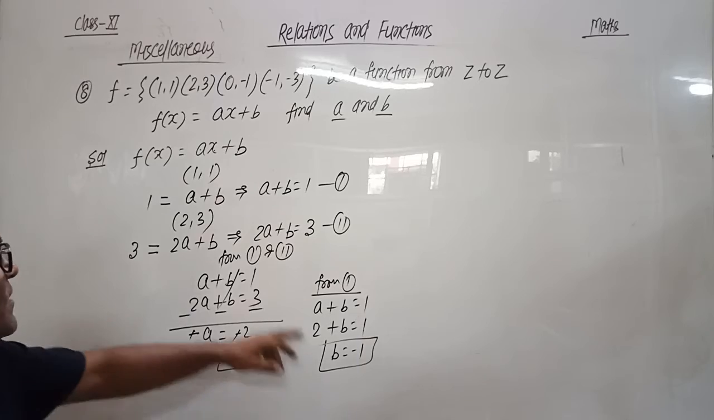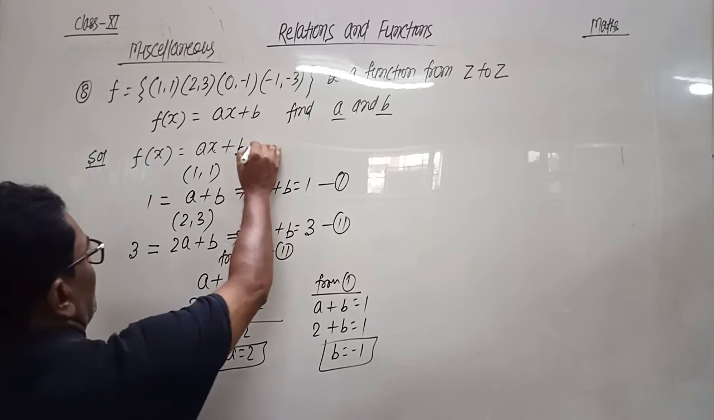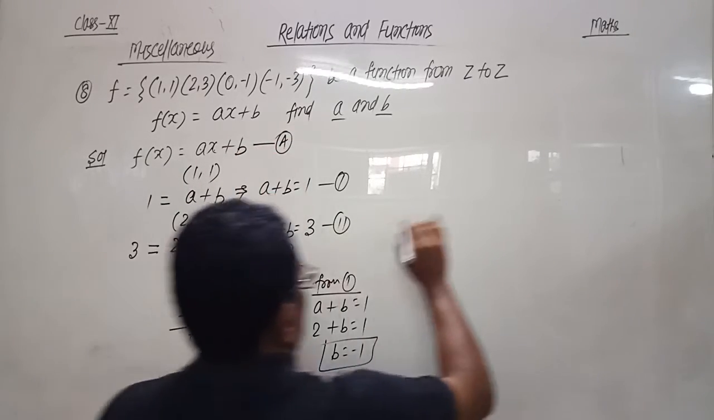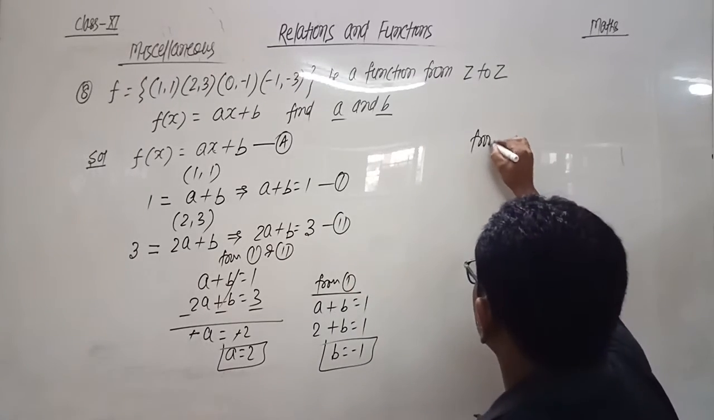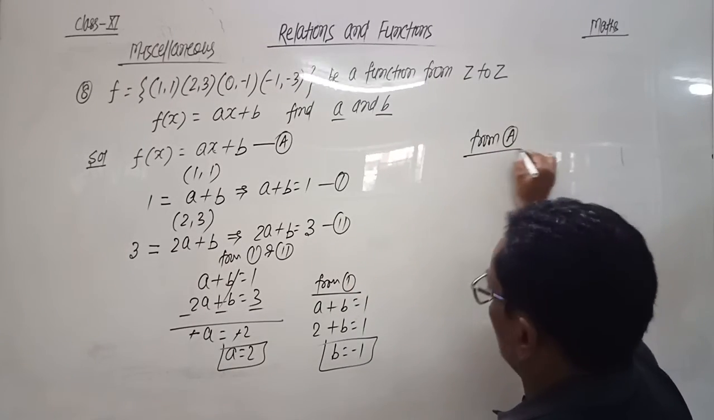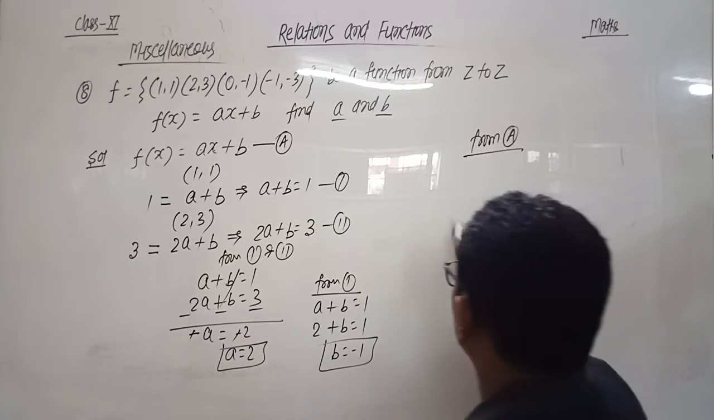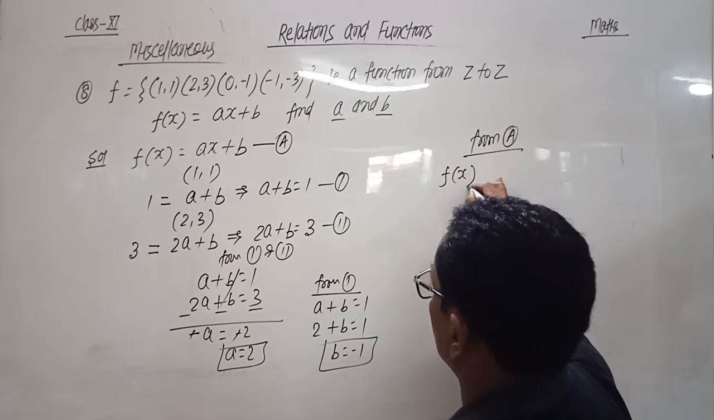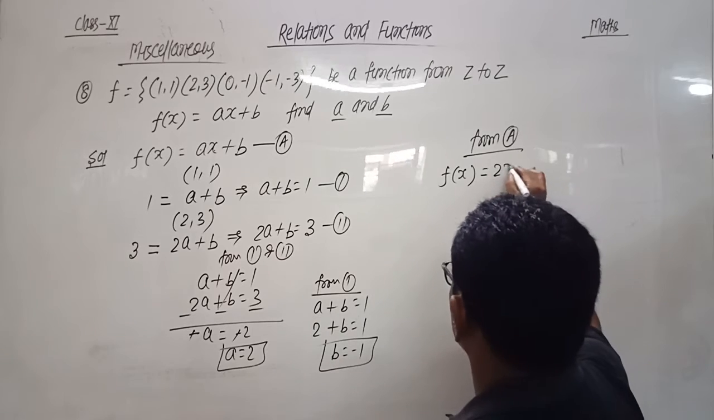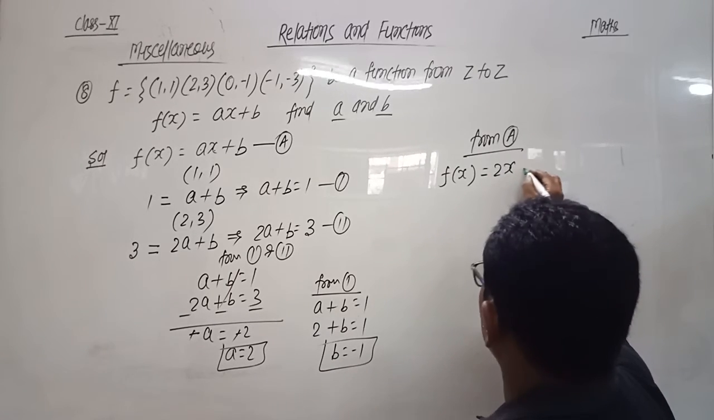Now put the values of a and b in equation number a. So from a, we determine the values 2 and minus 1. Now put the values of a and b. So f(x) equals ax, meaning 2x, and the value of b is minus 1.